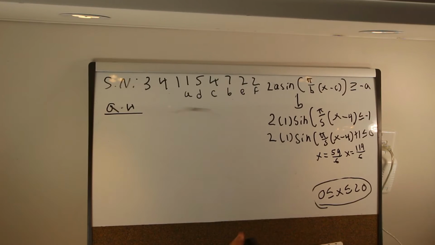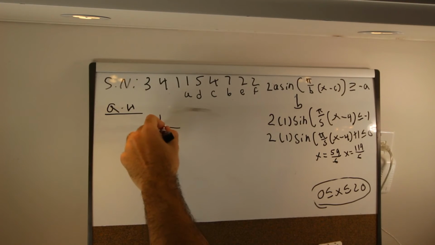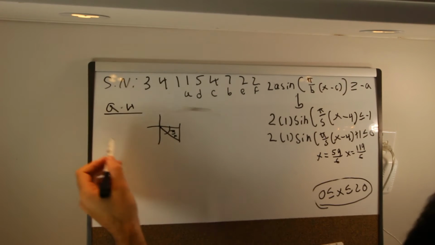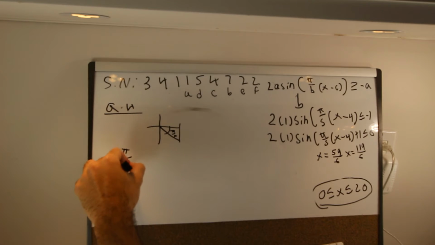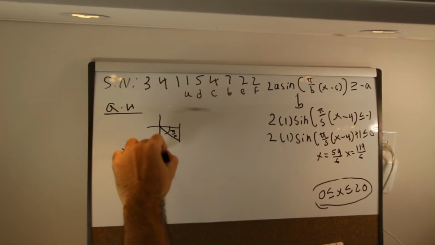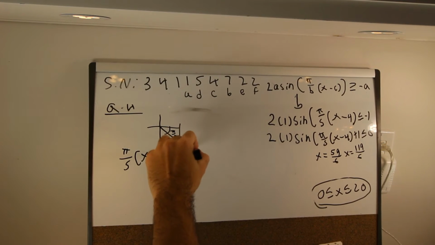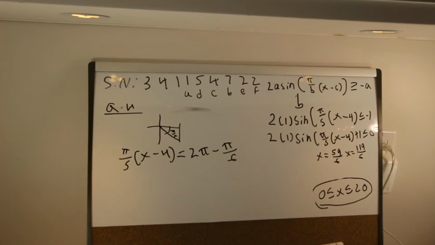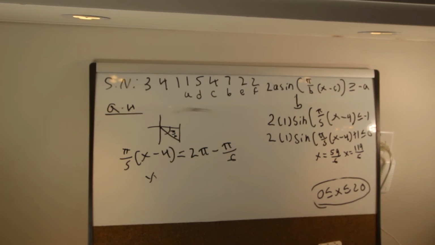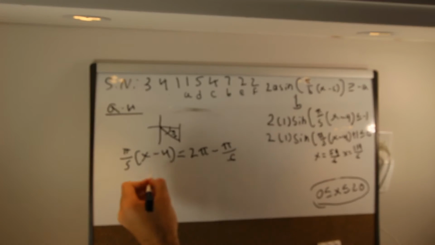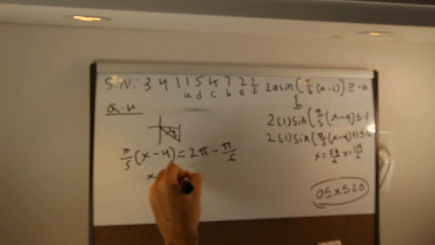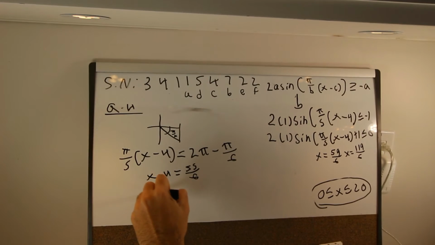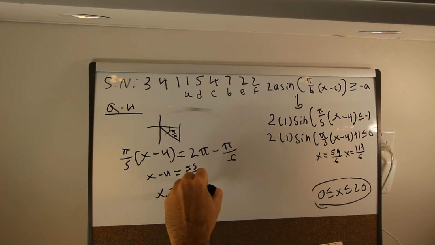And now we have to solve this for quadrant 4. In quadrant 4, it's going to look something like this, with pi over 6. The equation is going to be pi over 5 times (x minus 4) equal to 2 pi minus pi over 6. So what you're going to get is x minus 4 is going to be equal to 55 over 6. Bring the 4 over: x is equivalent to 79 over 6.